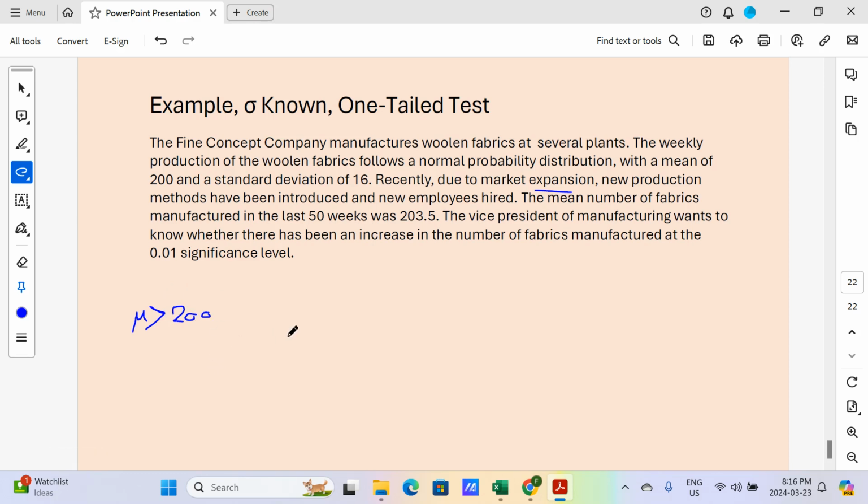As you know, the first step in hypothesis testing is to formulate H0 and H alternative. If you remember, we must have the equal sign in H0, the null hypothesis. But here, mu is strictly more than 200. We don't have any equality here. So we already have H alternative.